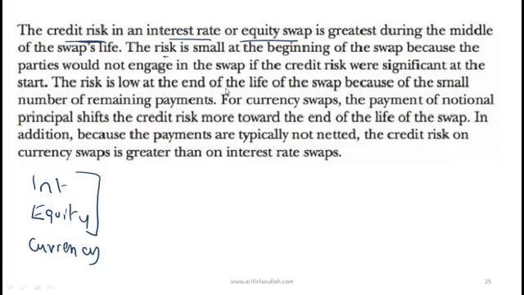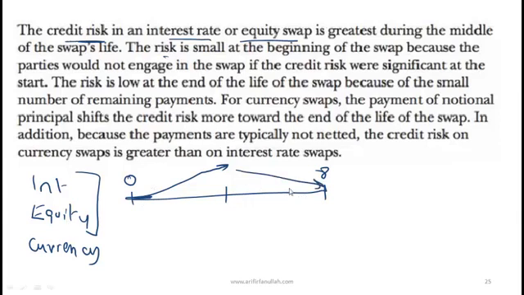The risk is low at the end of the life of the swap because of the small number of remaining payments. So just to summarize, if you have, say, a 2-year swap, quarter pay, so you have 8 quarters, all we are saying is, if the credit risk of the counterparty is high, would you get into a swap? No. So we say that the risk is low over here. The risk goes to a maximum in the middle of the swap, and then since interest rate and equity swaps are generally based on netting off, then towards the end of a swap, the amount of payment that one party needs to make to the other is relatively low. If the amount owed is small, then the credit risk is small.